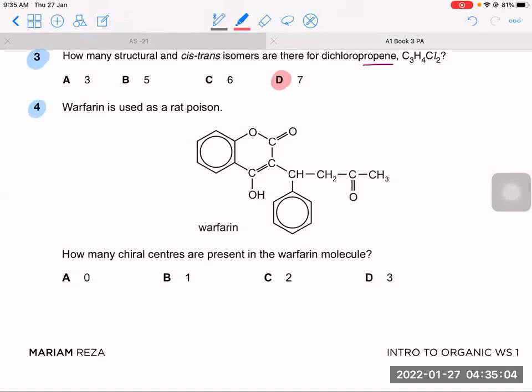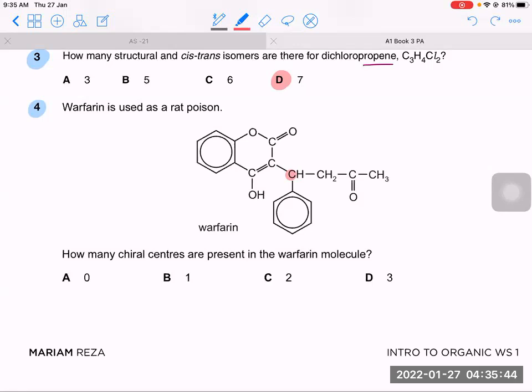Question number 4. Warfarin is used as rat poison. How many chiral centers are present in warfarin? Let's see. Now you know none of these would be chiral, because in benzene ring, none of them are chiral. Can this be chiral? No. Why? Double bond. Can this be chiral? No. Why? Double bond. Can this be chiral? No, it's 2 H's. Can this be chiral? No. Why? 3 hydrogens. So you just have this to check.